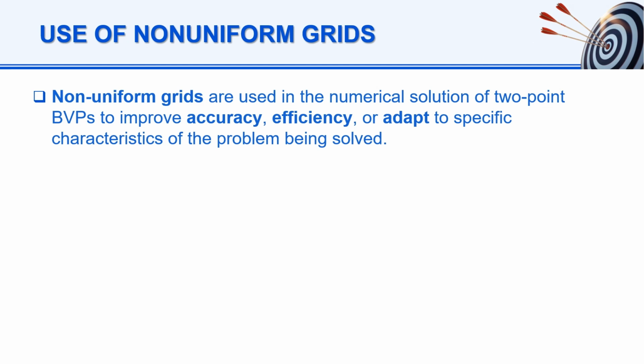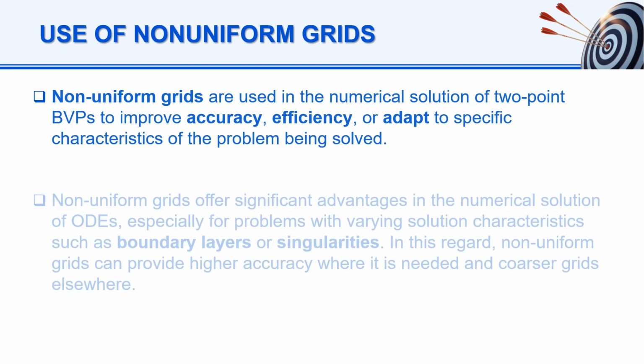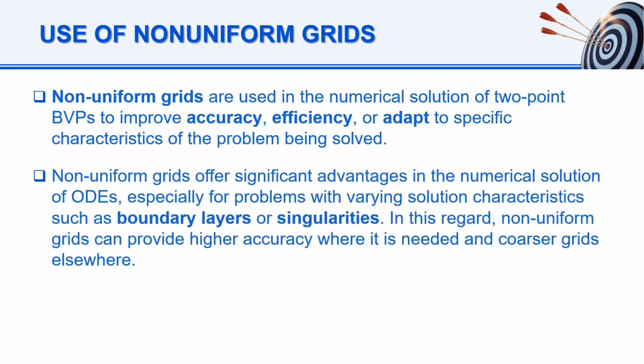Non-uniform grids are used in the numerical solution of two-point boundary value problems to improve accuracy, efficiency, or adapt to specific characteristics of the problem being solved. Non-uniform grids offer significant advantages in the numerical solution of ordinary differential equations, especially for problems with varying solution characteristics, such as boundary layers or singularities. In this regard, non-uniform grids can provide higher accuracy where it is needed and coarser grids elsewhere.